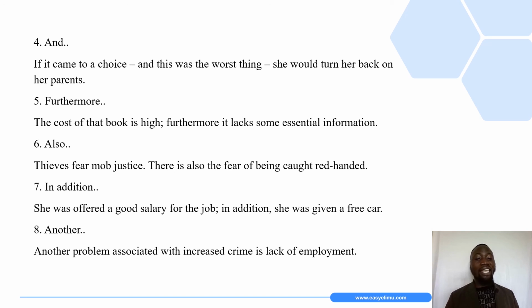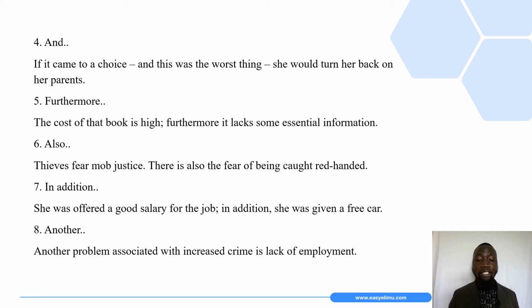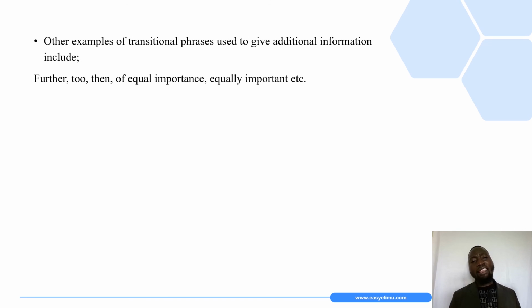There is also this word "another". An example in a sentence we have: another problem associated with increased crime is lack of employment. So "another" has also been used to give additional information. Other examples of transitional phrases used to give additional information that you can use to do more practice include "further", "then", "of equal importance", "equally important", etc.